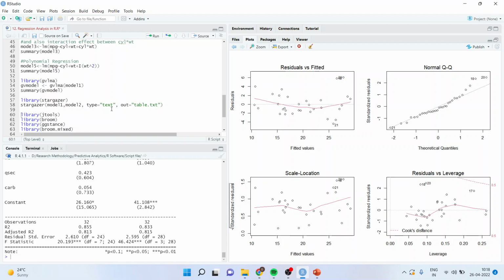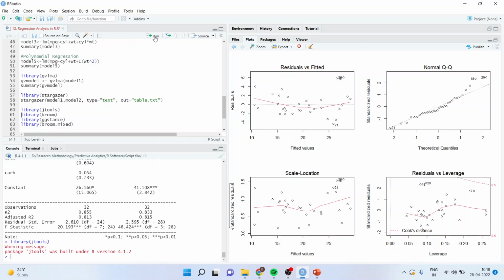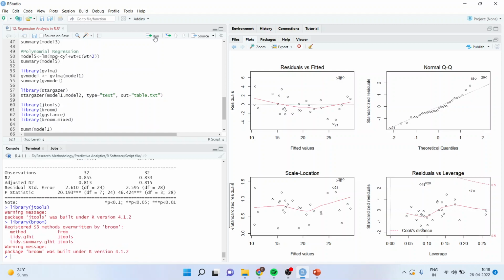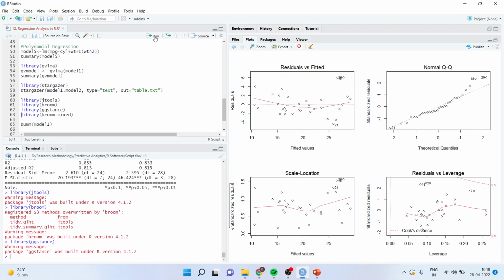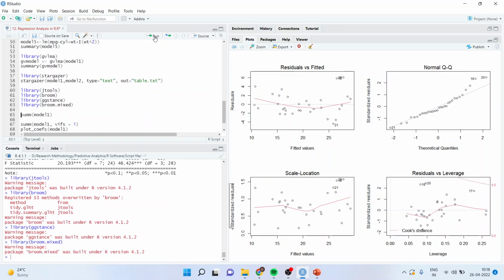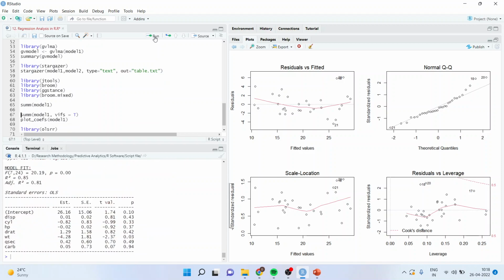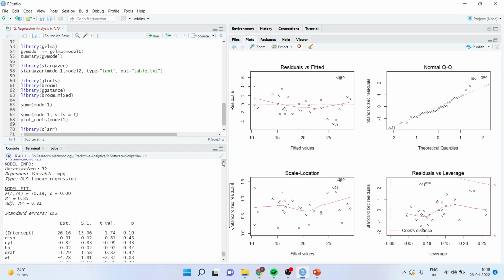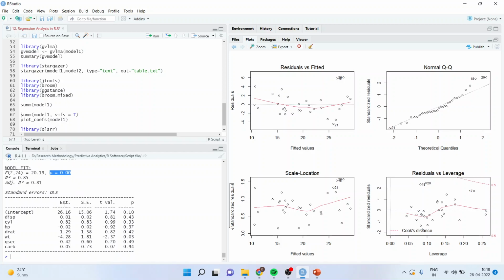Still, there is one more library that is known as JTools. Activate the libraries. Also activate the library Broom, library GStance, library Broom Mixed, and just you have to write down summarize the model 1, and it will give you the output in very much organized format, just like the professional softwares. You can see it is giving me the F statistics. This is ANOVA. The R square is there, adjusted R square is there, P value is there.